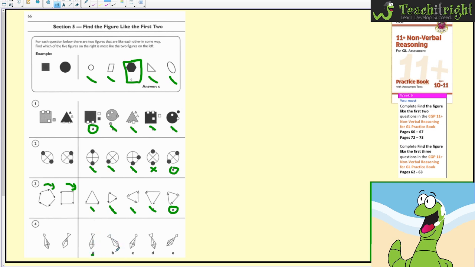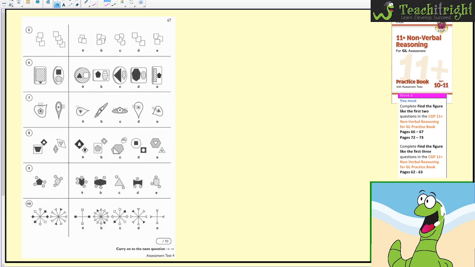1, 2, 3, 1, 2, so no, not that one. 1, 2, 3 and 4, no. 1, 2, 3 and 4, no. And oh gosh, way too many, no. So yeah, I think A is my answer for that reason. On to the next page.